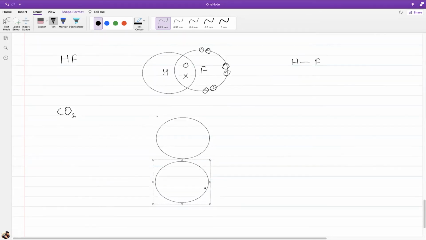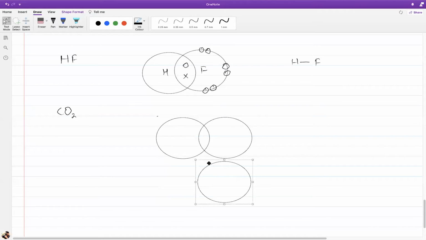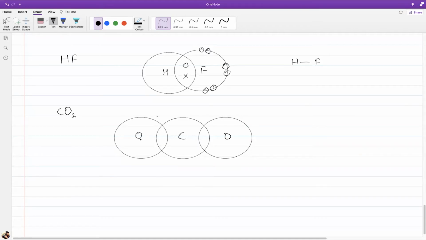And we will have oxygen on one side, and another oxygen on the other side. And carbon is in the center. Okay. Now we start with the outside ones. So this oxygen, it needs 2 more electrons. So it will share 2. So out of 6 that it has, 2 are shared and 4 are outside.